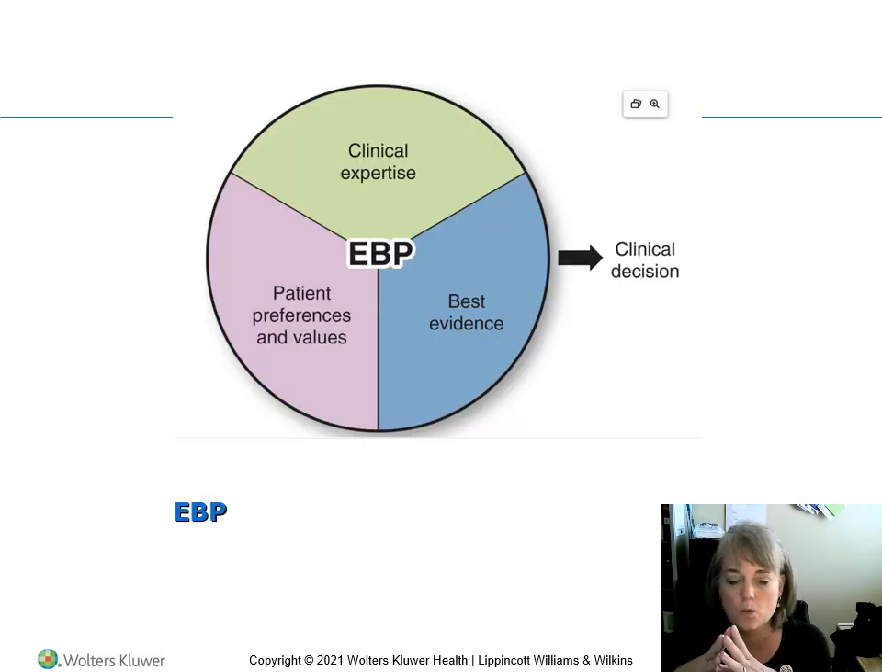And the things that we marry that best evidence or best research with are not only, as I mentioned in Chapter 1, patient preferences and values, because that has to be at the center of those decisions that we make for patients, but also our clinical expertise. So having some situational awareness of what works in our clinical practice area.